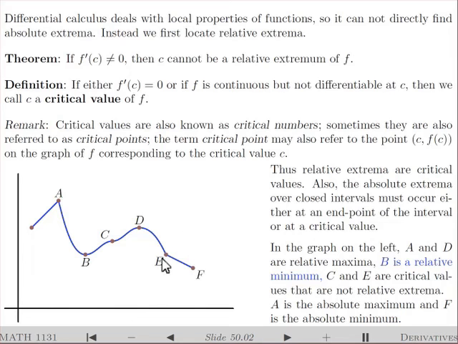E is also a critical value because it's a corner, which means the function is not differentiable. So these are both critical values, but neither is a relative maximum or a relative minimum. So already noted A is the highest point. The lowest point on the graph is F. We are not going to call this kind of point a relative extremum because I don't have any part of the graph to the right.